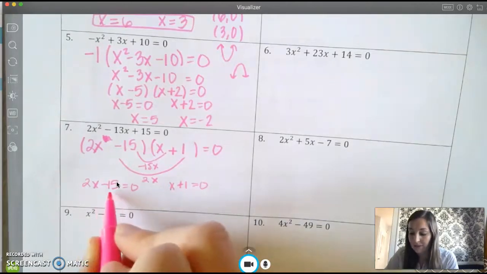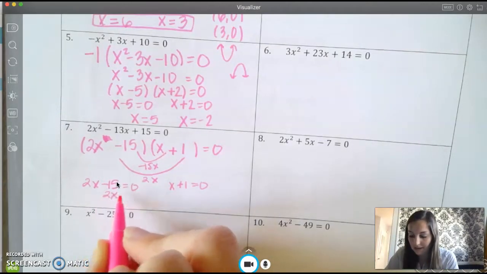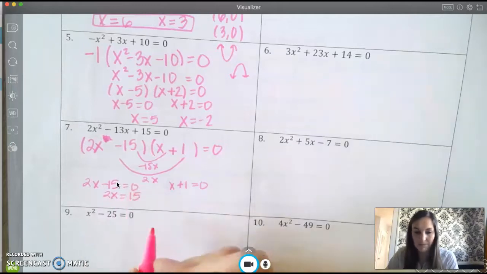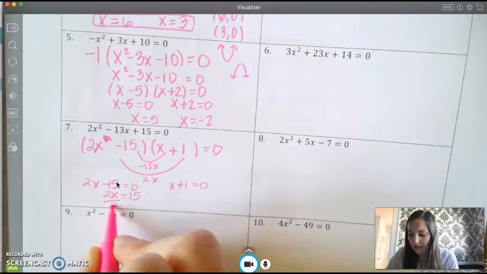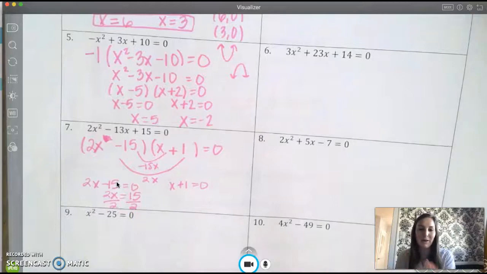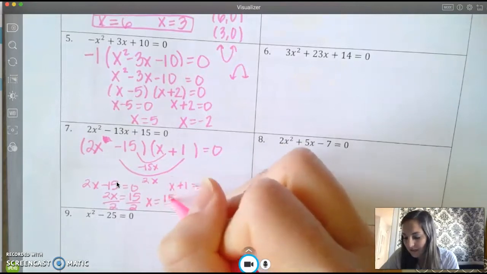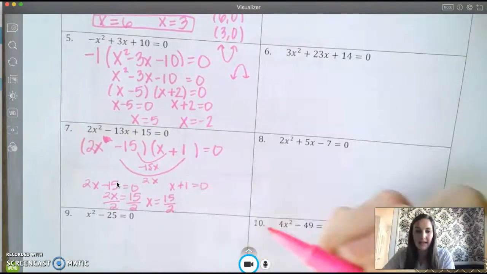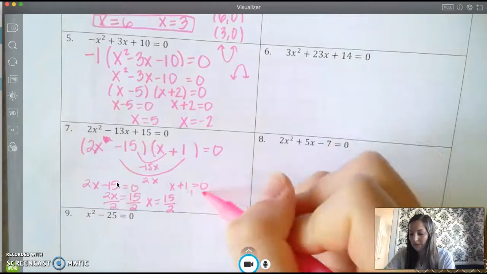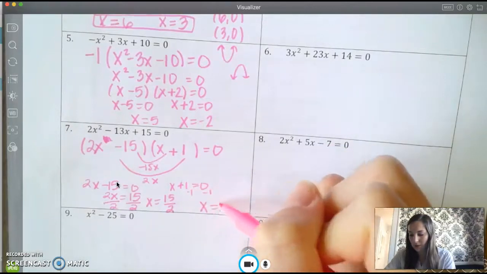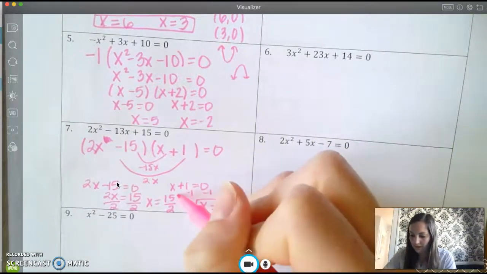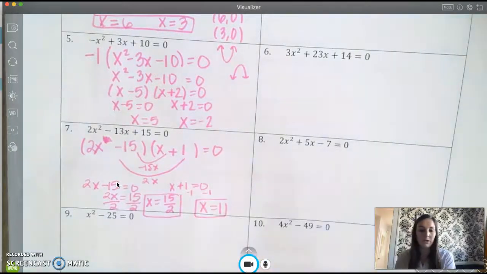So I add 15 to both sides, so I get 2x equals 15. I divide both sides by 2. Yes, guys, it is possible to get a fraction. So our answer here is x equals 15 over 2. And when I subtract 1 on both sides, I get x equals negative 1. So I have x equals 15 over 2 and x equals negative 1.